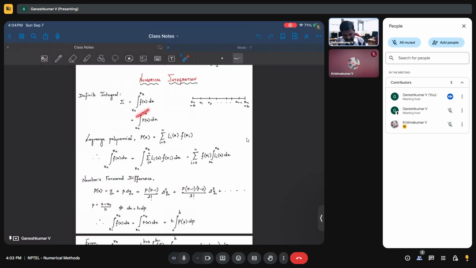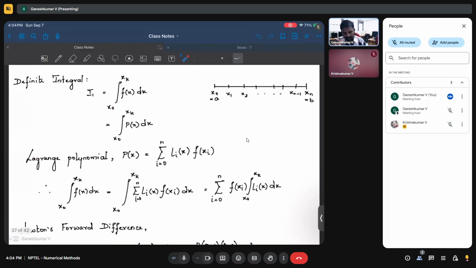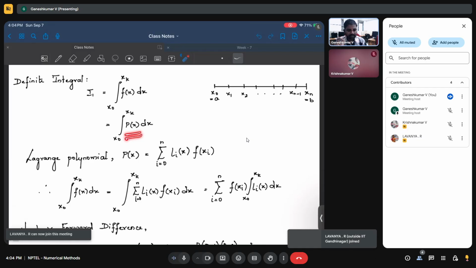Let's say f of x is your function, and you want to integrate from x naught to xk. That's the definite integral. What we saw till now is that we can always approximate a function by a polynomial. So in this case, f of x can be approximated as p of x, and when you integrate, you can integrate this polynomial to get the definite integral.